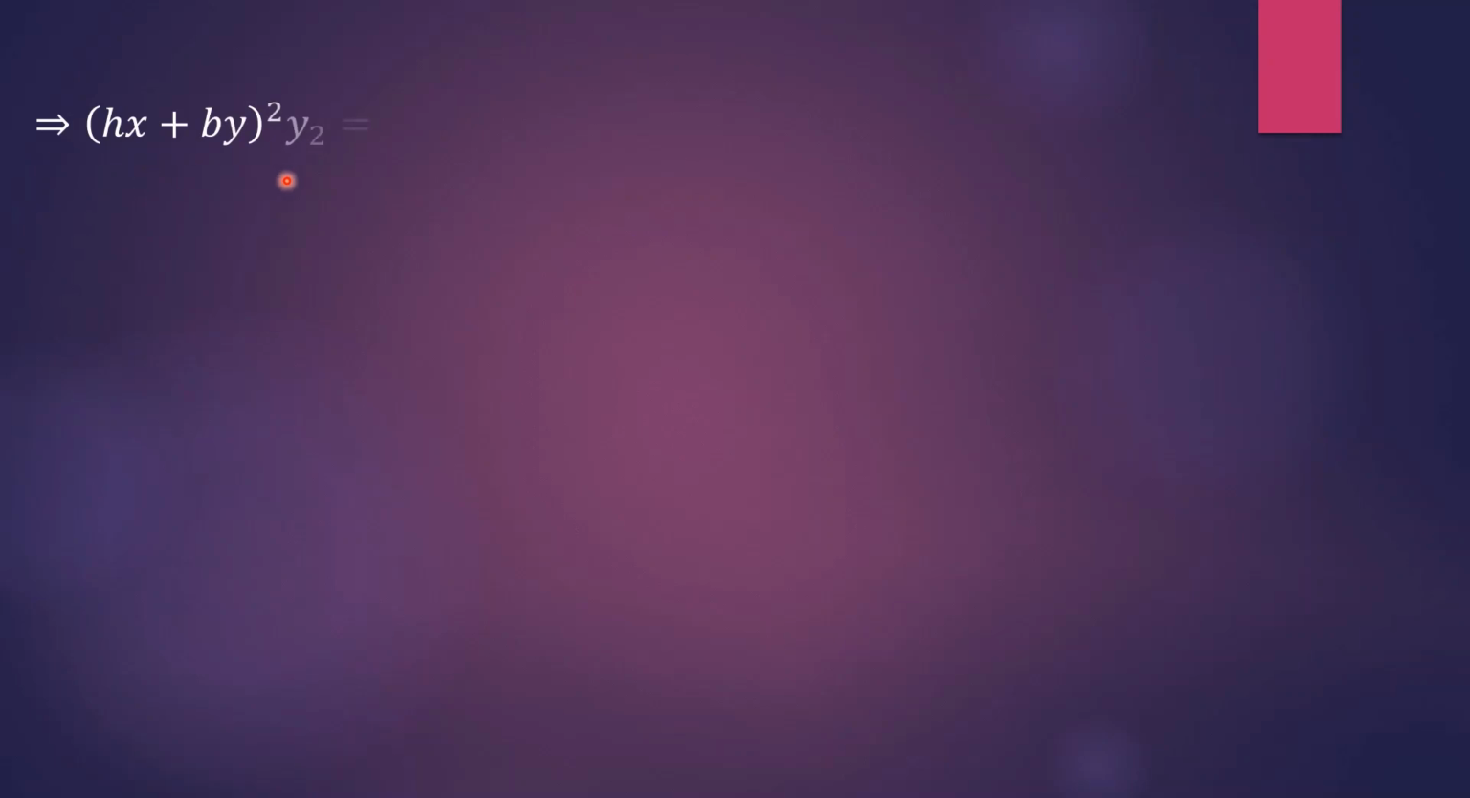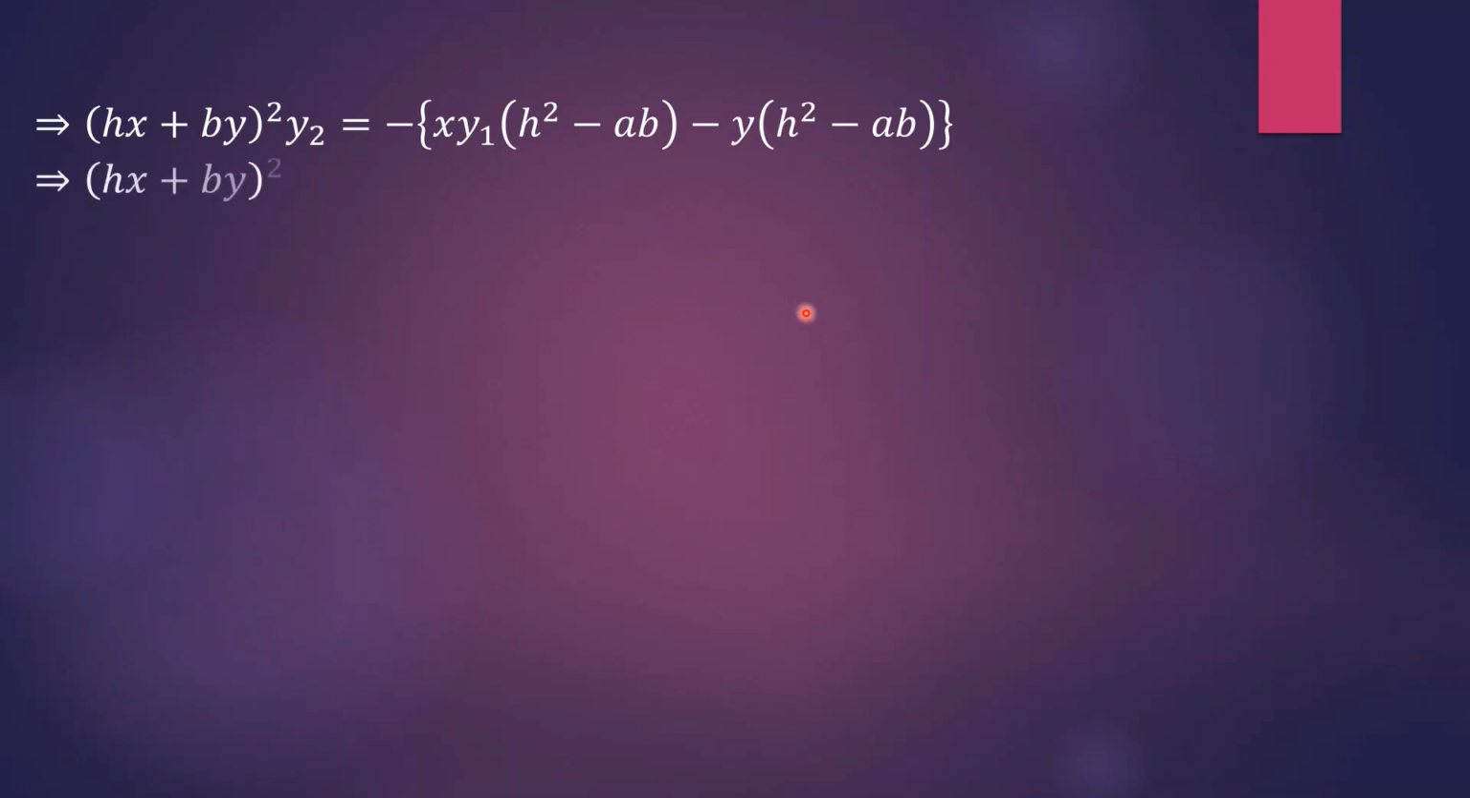So the left hand side is remaining same, and on the right side I have taken xy1 common, h square minus ab, minus y common, h square minus ab. So this h square minus ab is again common from these two terms. Keep the left side the same, so it is equal to (h square minus ab) taken away, and it is xy1 minus this y.